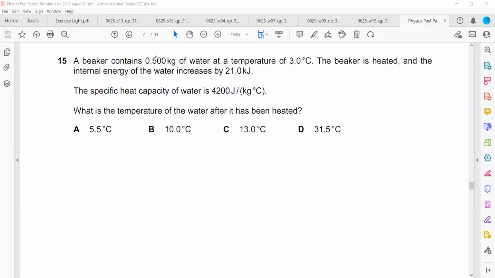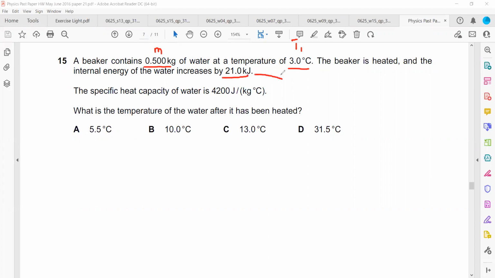Okay, in this question, there's a beaker which contains 0.5, which is half a kilogram. That is the mass of the water, and it is at a starting temperature of 3 degrees centigrade. The beaker is heated and the internal energy increases, like how much energy we supplied, by 21 kilojoules.